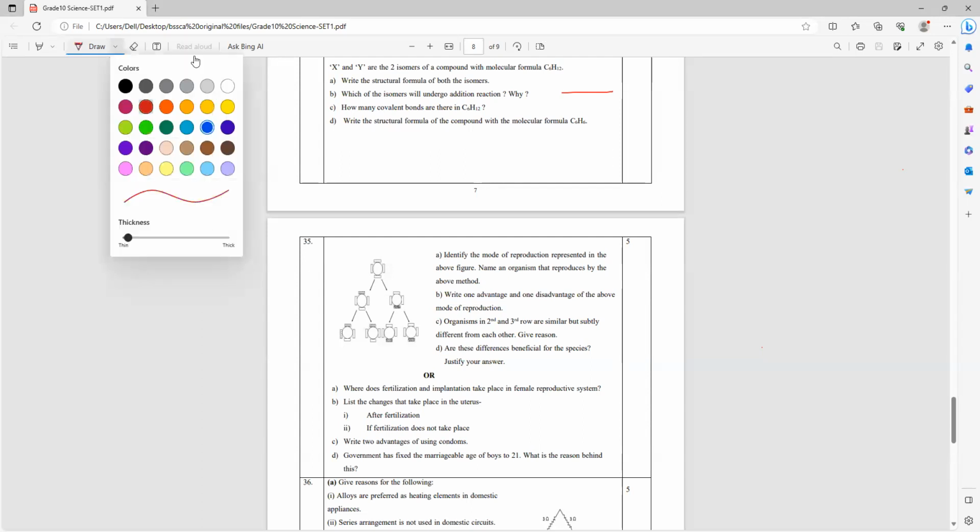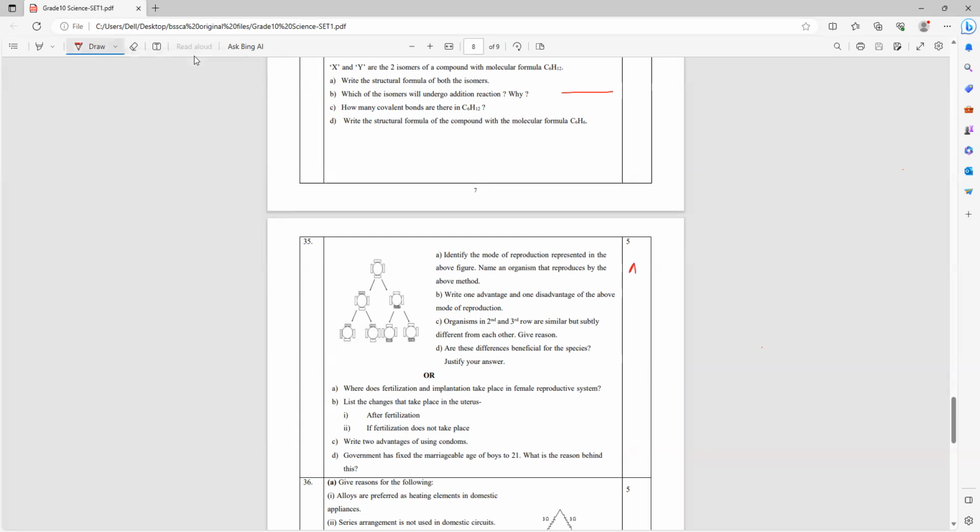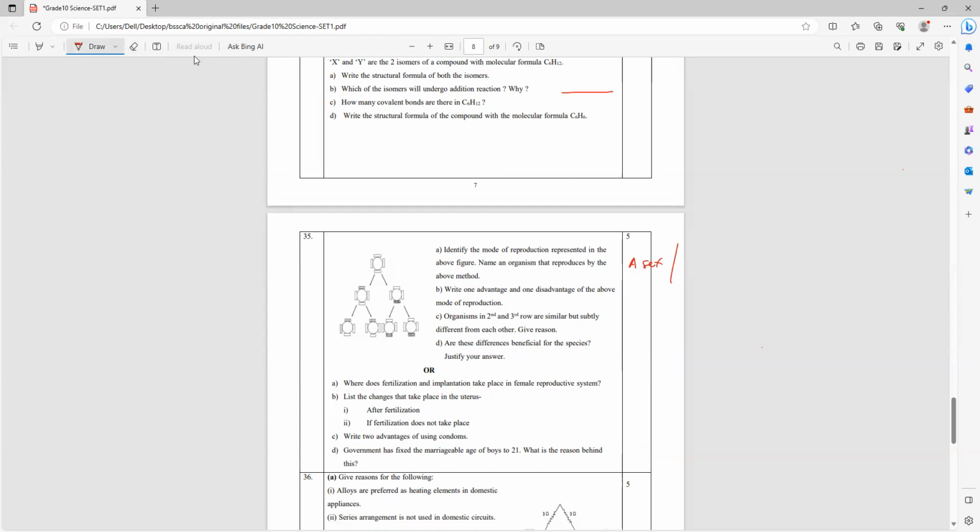Please speak, everybody. So it is an asexual reproduction method. So what do we particularly call it, everybody? Binary fission. Binary fission. Understanding? That is it. Next.